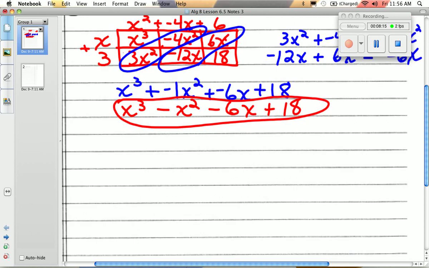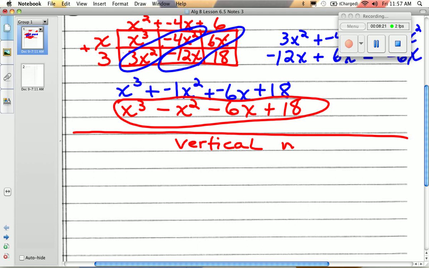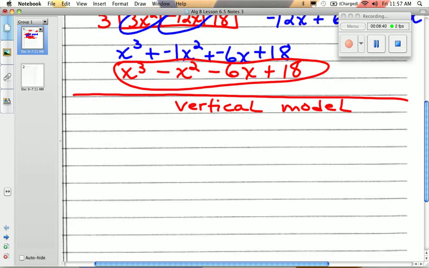Okay, now we're going to do the vertical method. That was the rectangle. I don't think we have to name it because we can see that we drew a rectangle. We're going to use the vertical model now to do it. Is this one going to be complicated? No, it's really not. I think you're going to like this one. This is my favorite way to do it. Let's just give it a chance here.